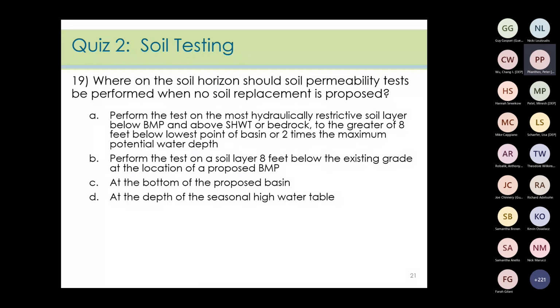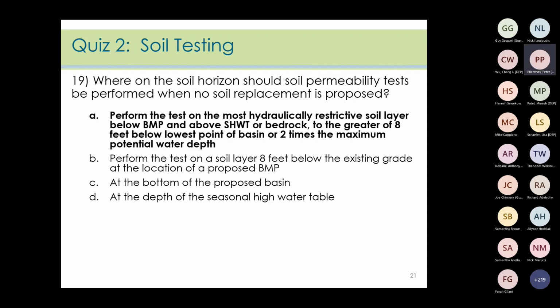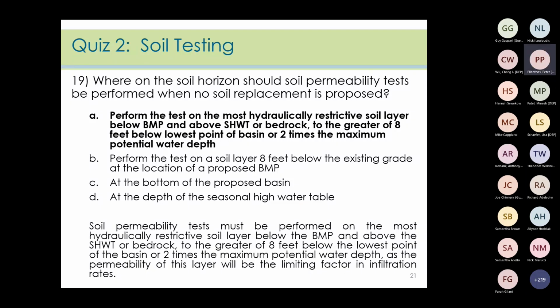Number 19, where on the soil horizon should soil permeability tests be performed when no soil replacement is proposed? The answer to that is A. Soil permeability tests must be performed on the most hydraulically restrictive soil layer below the BMP and above the seasonal high water table or bedrock, to the greater of 8 feet below the lowest point of the basin or 2 times the maximum potential water depth, as the permeability of this layer will be the limiting factor in infiltration rates.